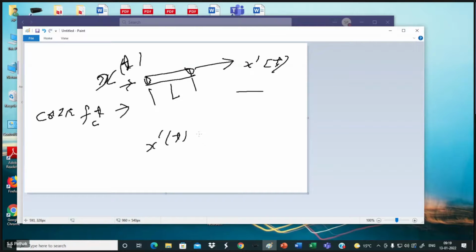All amplitude will be something changed. That will be your A dash. Here it will be your cos 2 pi fc t plus theta. There is no switching involved here, just see.